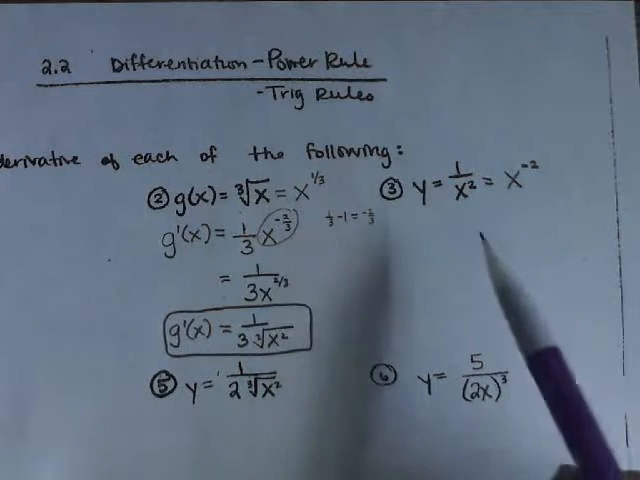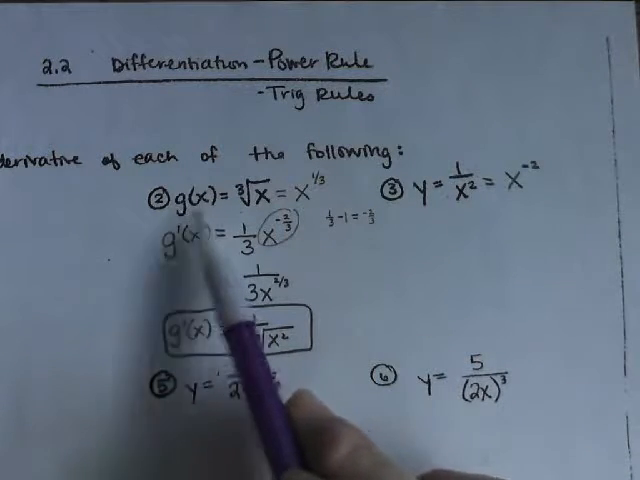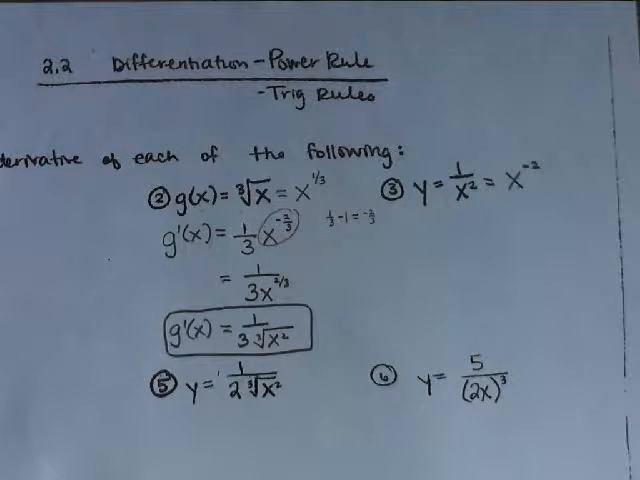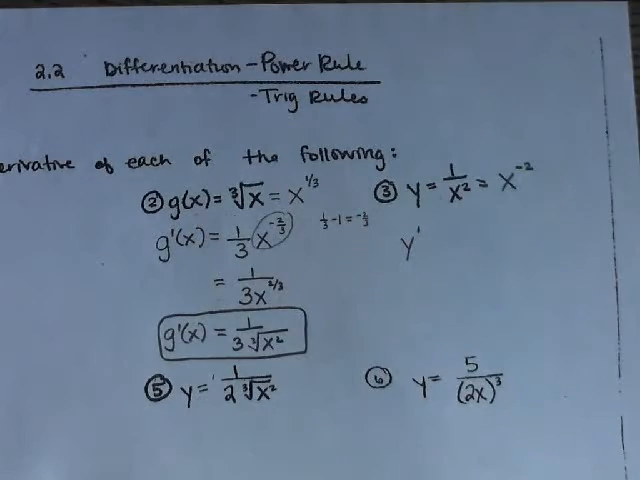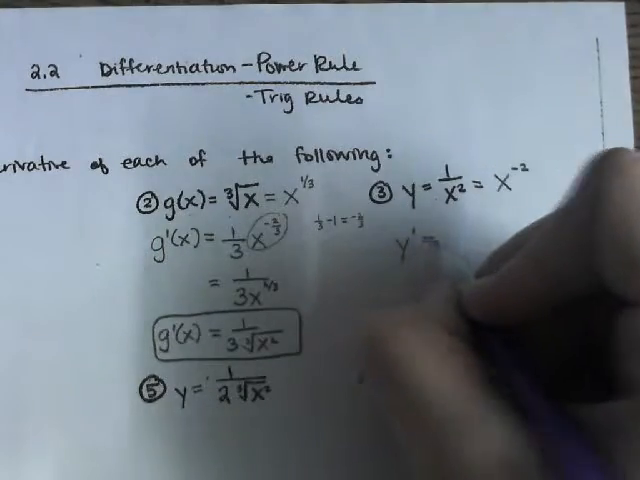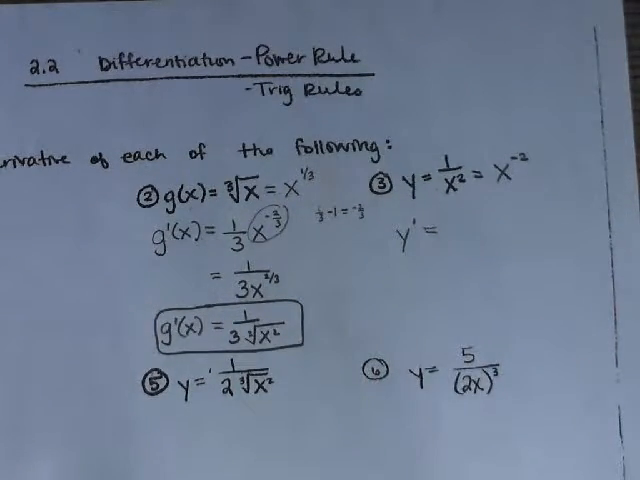And on another note, this one is written as y equals, as opposed to the previous two were written as g of x or f of x. So if it's y equals as your function, then to notate the derivative, we're going to do y prime. And Elise, what would this initially be if we were following the power rule?